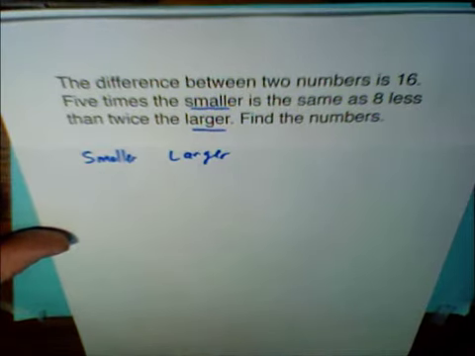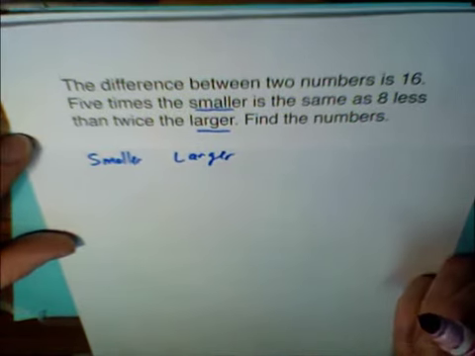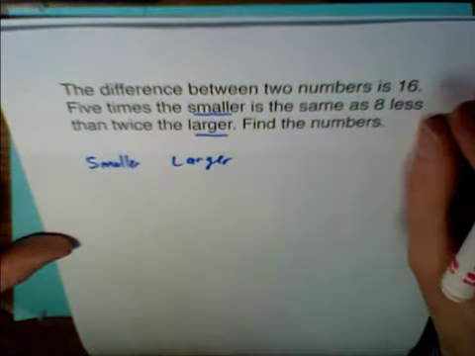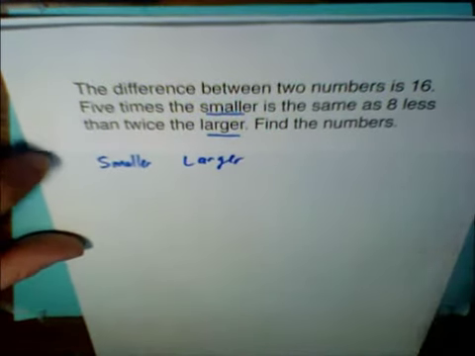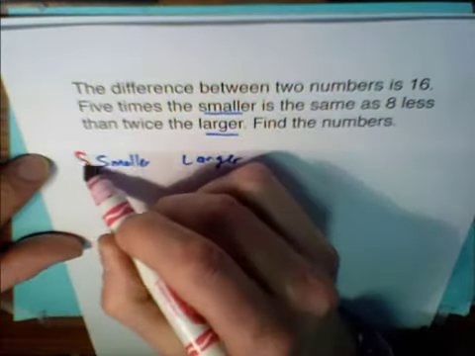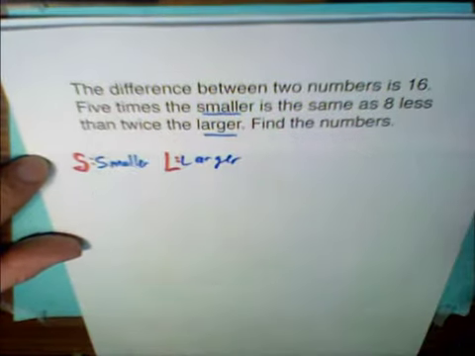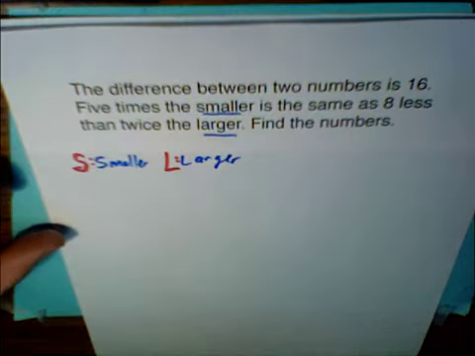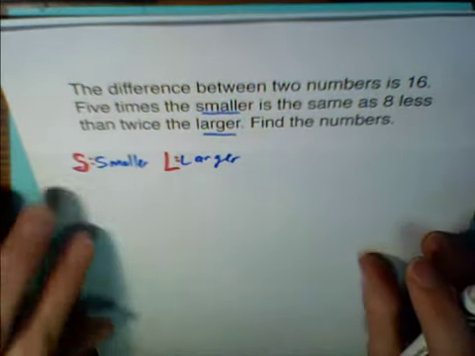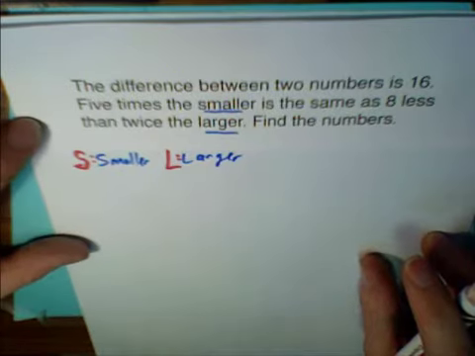Step 2 is to pick variables. Try to pick variables that make sense. If we didn't identify smaller and larger, we might just use x and y, but why don't we pick variables that make sense? I'm going to pick the letter S and the letter L. S and L. And now, step 3 is to use the information in the problem to write 2 equations.